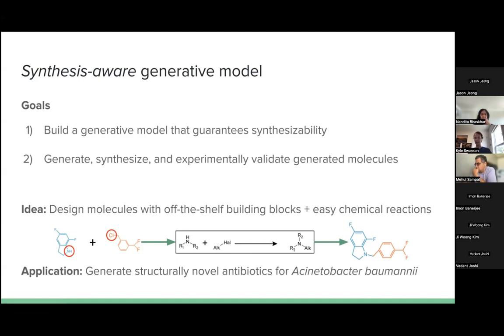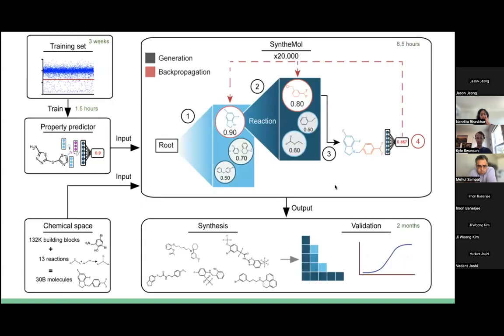And for us, what we're going to do is try to apply that to design structurally novel antibiotics for this one particular bacteria called Acinetobacter baumannii. It's a really nasty pathogen. There are few existing treatments. It's very capable of resistance. So we really do need antibiotics for it. So this is our overall approach.